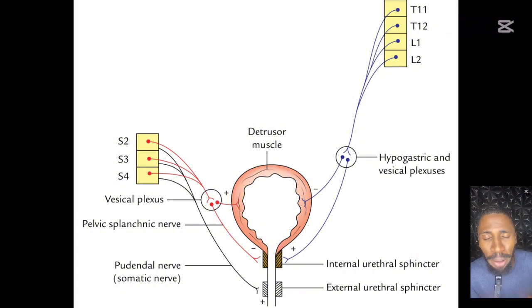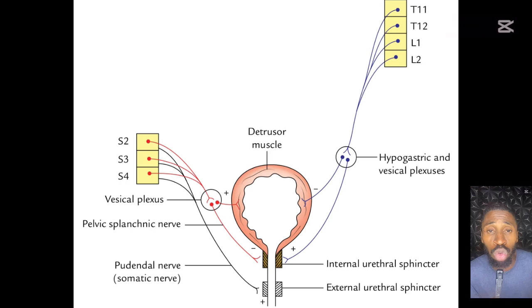And at this same part, the sympathetic nervous system stimulates the neck of the bladder to be closed by the internal urethral sphincter. So it stimulates the internal urethral sphincter to be closed during this process. While the parasympathetic nervous system is innervating the detrusor muscle, it is motor to the detrusor muscle.